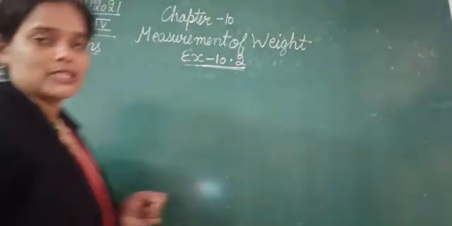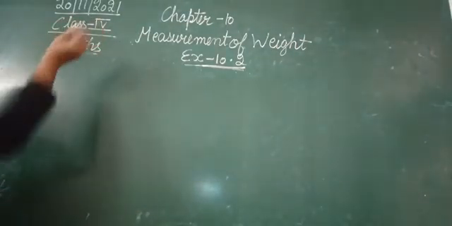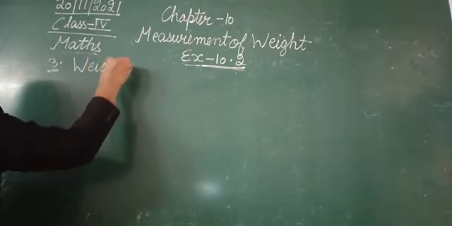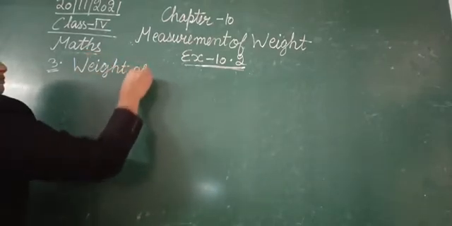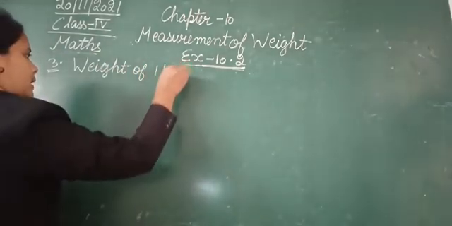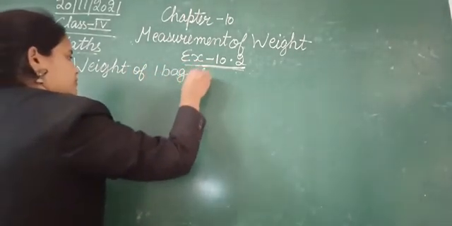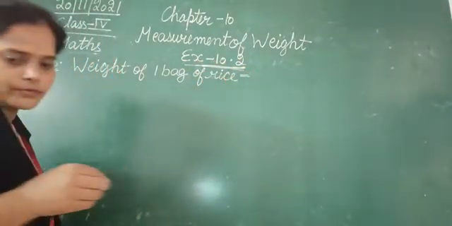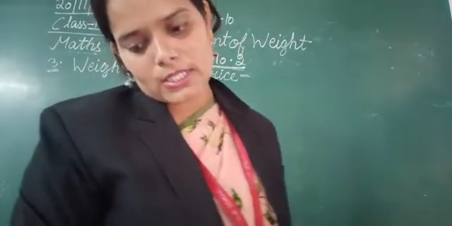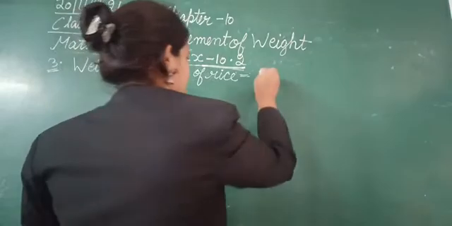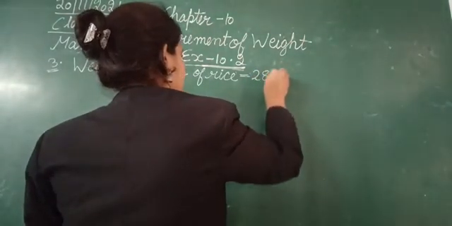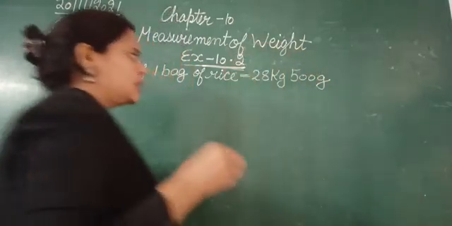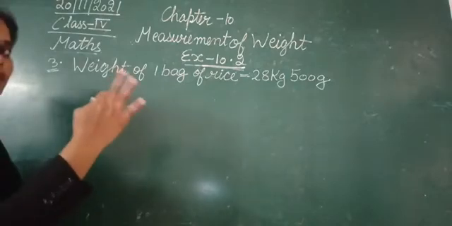Okay, so let's begin with sum number 3. The weight of one bag of rice is 28 kg 500 gram. We need to find the weight of 3.